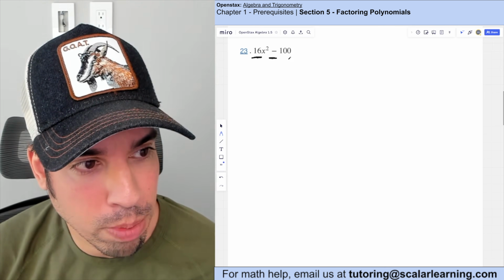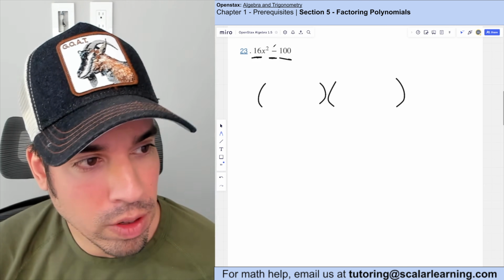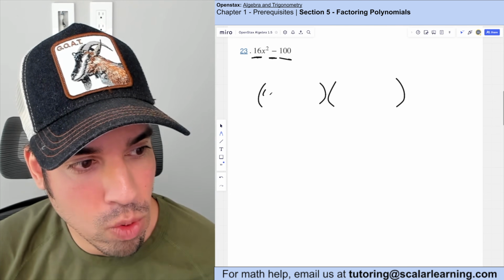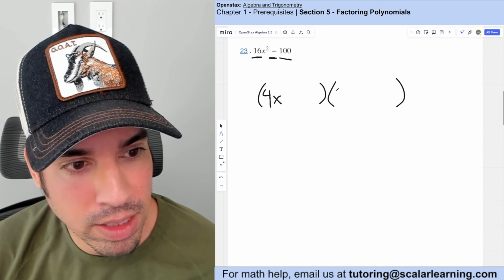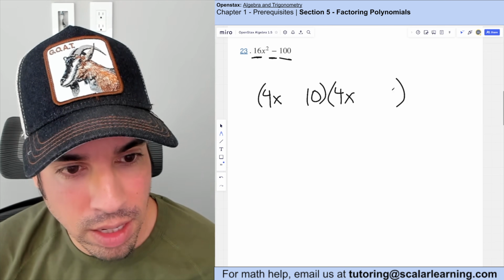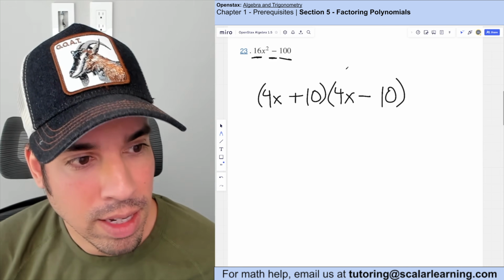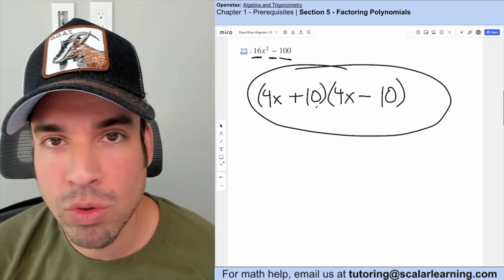This binomial here is actually a difference of squares, and we know that because there's a subtraction, and both of these are perfect squares. So to factor this correctly, all we got to do is take the square root of the first term. The square root of 16 is 4, the square root of x squared is x, and we place that here and here. And then what's the square root of 100? That's 10. We place that here and here. And then we alternate plus, minus, and that's how you factor a difference of squares.